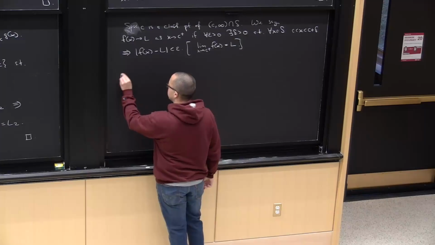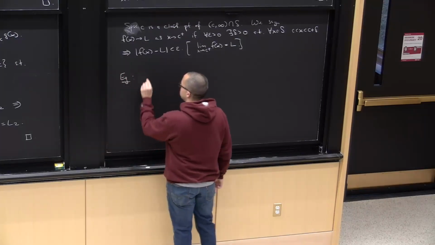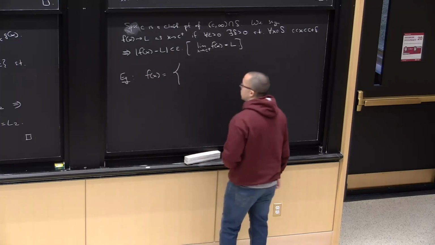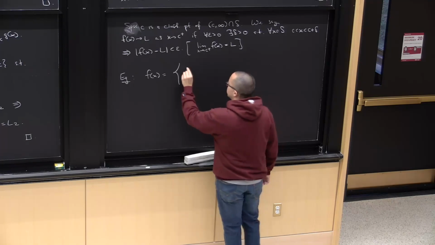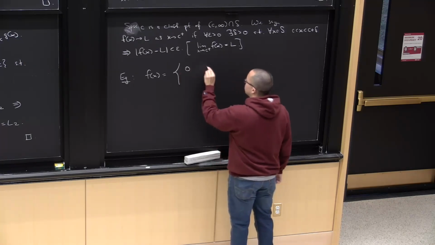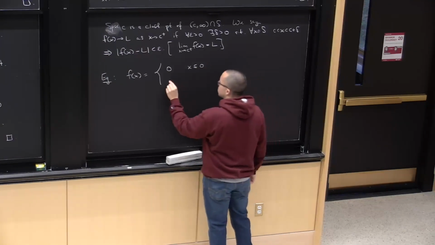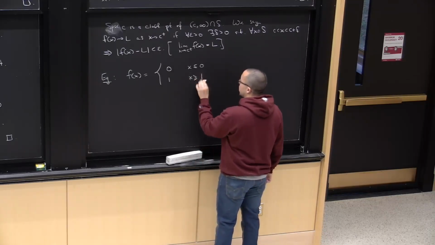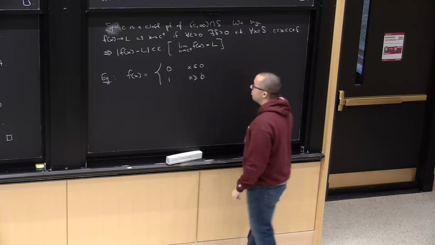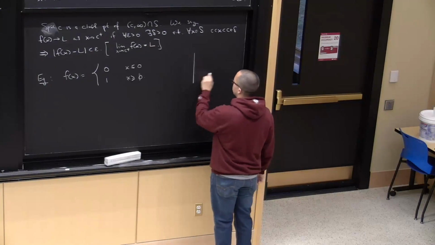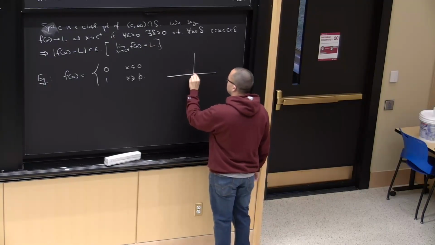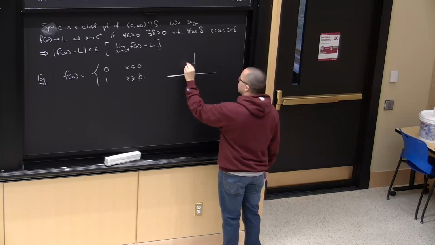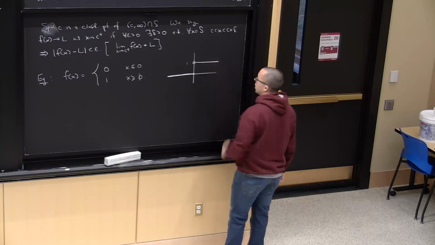So let's, for example, look at, I think this is usually referred to as the Heaviside function. So f of x equals 0 for x less than or equal to 0 and 1 if x is bigger than or equal to 0. Okay, so the graph is like that.